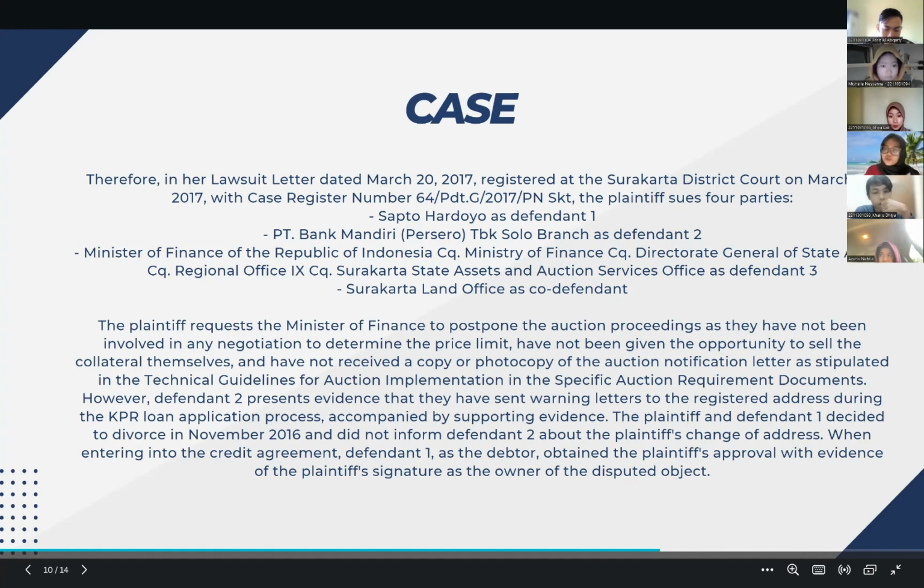However, defendant 2 presents evidence that they have sent warning letters to the registered address during the KPR loan application process, accompanied by supporting evidence. The plaintiff and defendant 1 decided to divorce in November 2016 and did not inform defendant 2 about the plaintiff's change of address. When entering into the credit agreement, defendant 1 as the debtor obtained the plaintiff's approval, with evidence of the plaintiff's signature as the owner of the disputed object.